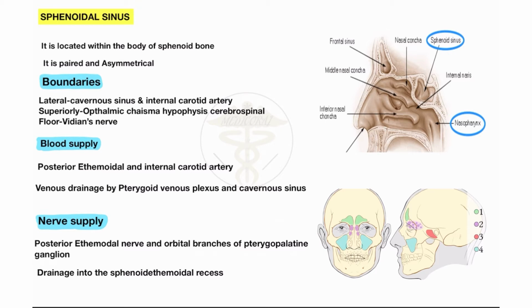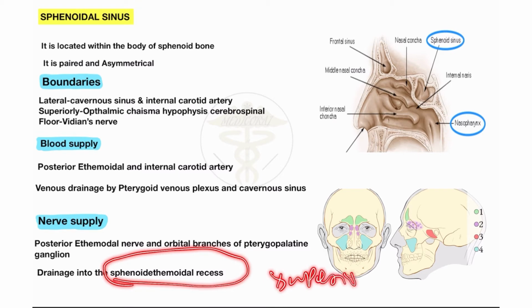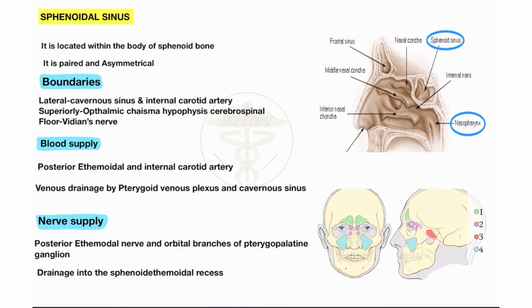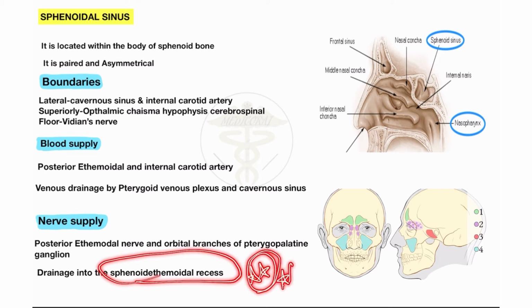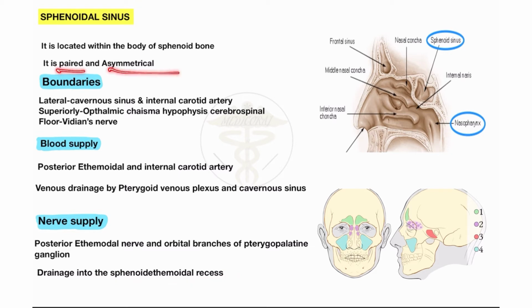Drainage of the sphenoidal sinuses occurs in the sphenoethmoidal recess and also the superior meatus. This is the drainage of the sphenoidal sinus. Please learn, this is very important. It is a paired and asymmetrical structure.